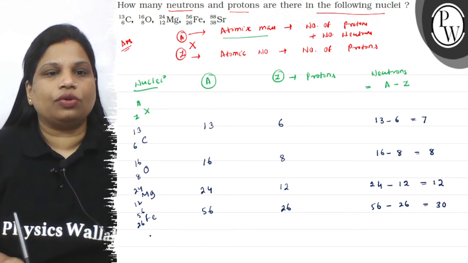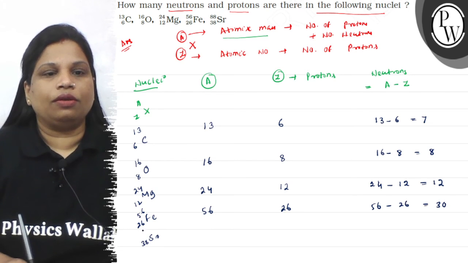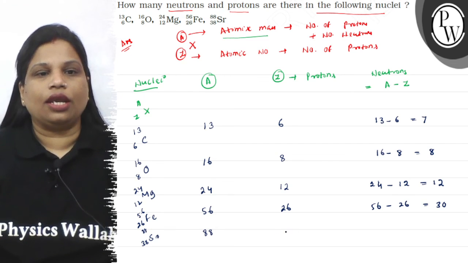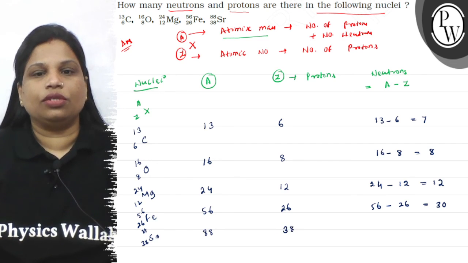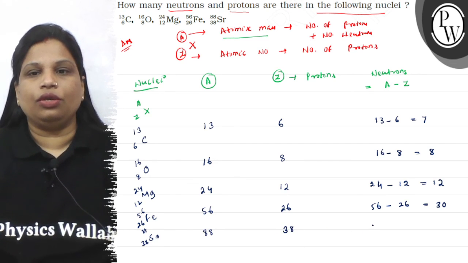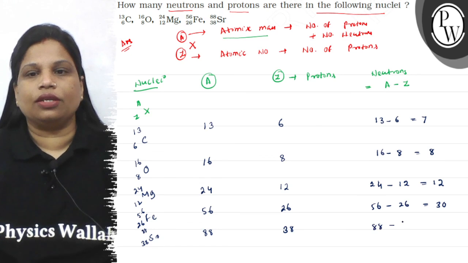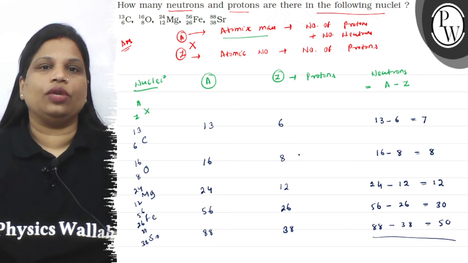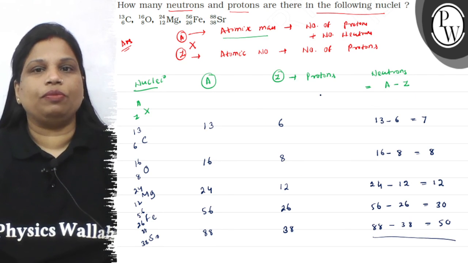In case of strontium, Sr, 38 and 88. So बच्चों यहाँ पे atomic mass is 88 and atomic number is 38. So this represents the number of protons. Number of neutrons is 88 minus 38, that is 50. So this is the way how you can calculate the number of neutrons and protons in a nucleus.